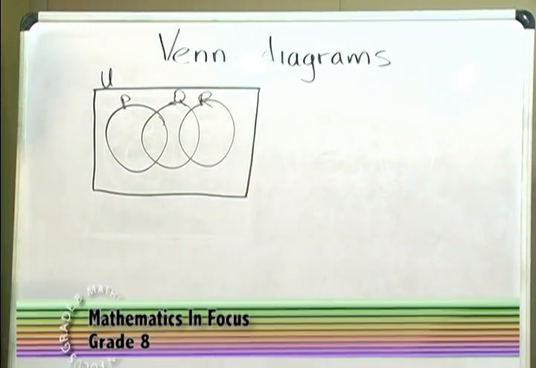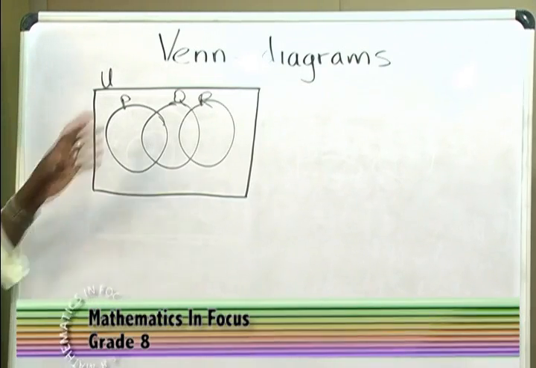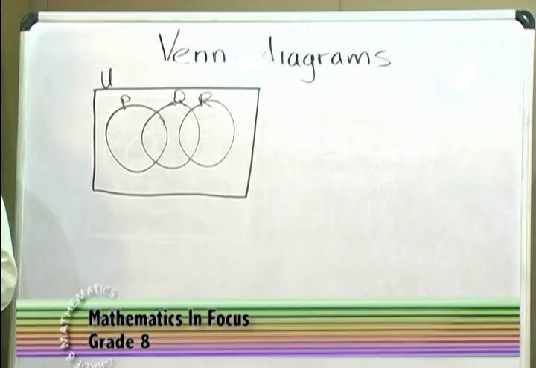A universal set with 3 subsets P, Q, R. Make 6 copies of this diagram. Are you finished?